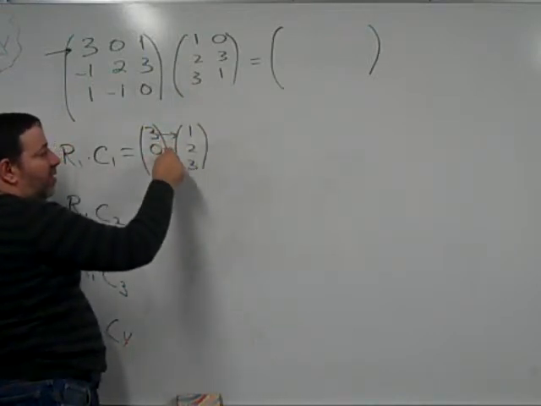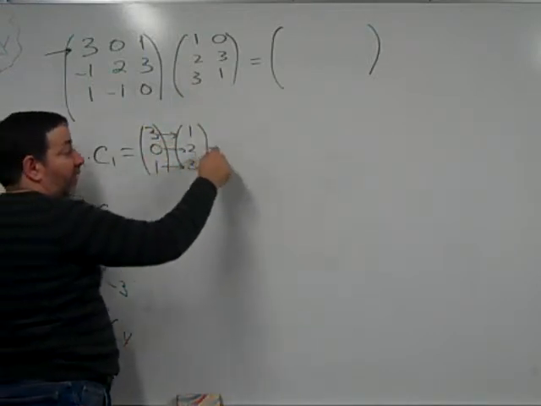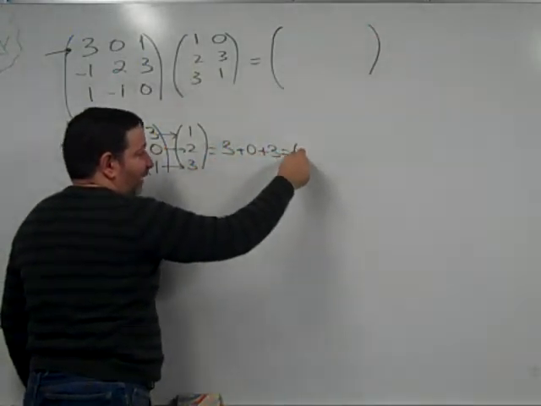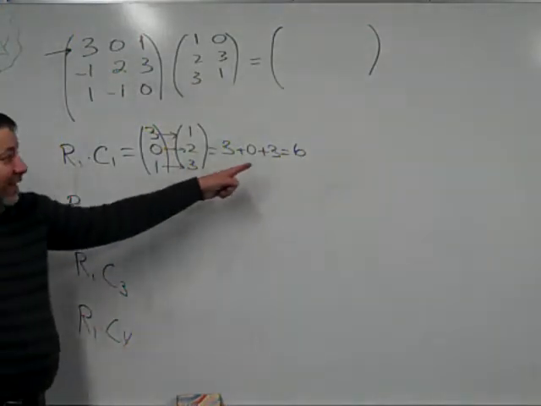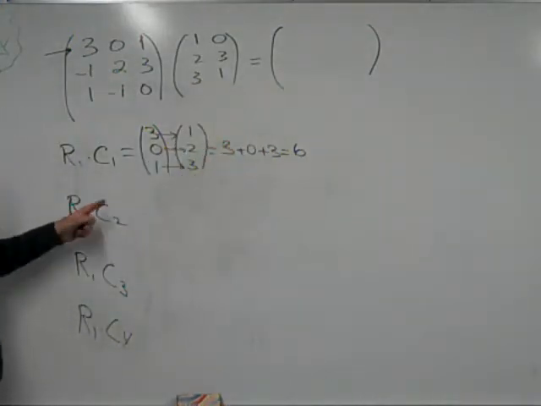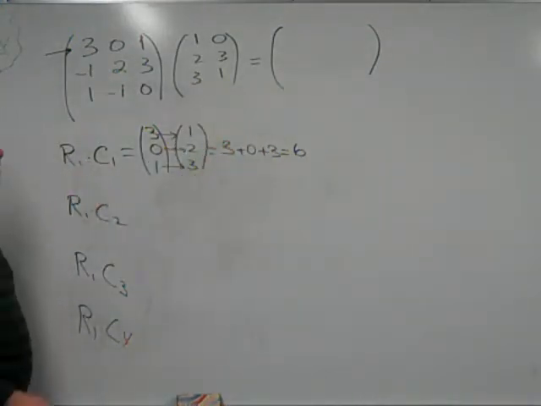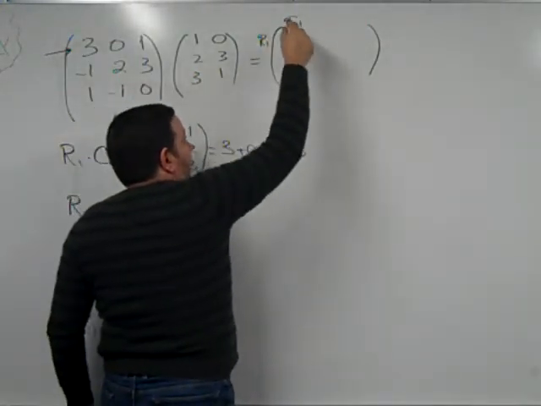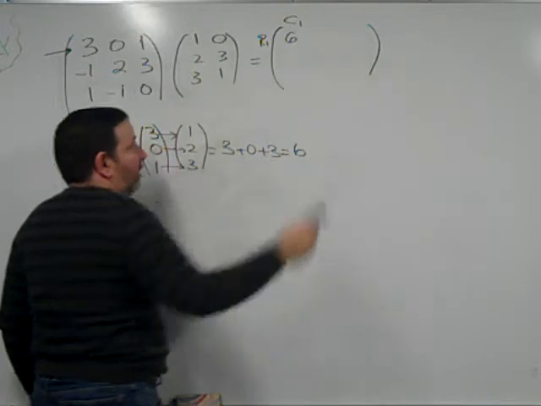So it's 3 plus 0 plus 3. 3 plus 0 plus 3 is 6. And where do I put the 6 up here? In row 1, column 1. Row 1, column 1. 6.